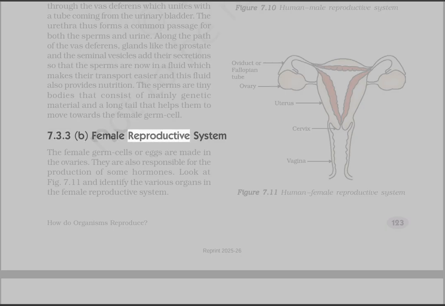7.3.3 B. Female reproductive system. The female germ cells or eggs are made in the ovaries. They are also responsible for the production of some hormones. Look at Fig 7.11 and identify the various organs in the female reproductive system. Figure 7.11 Human female reproductive system.